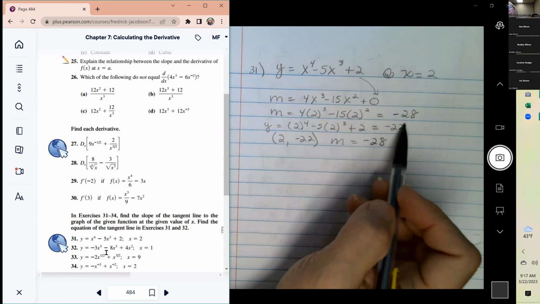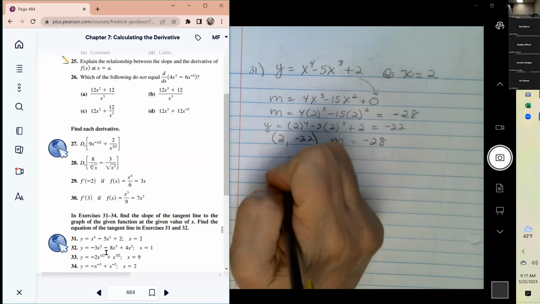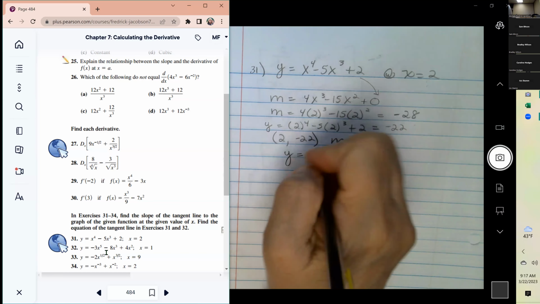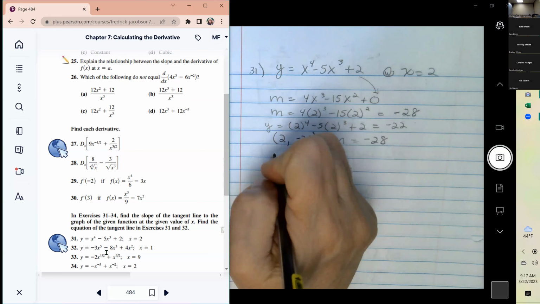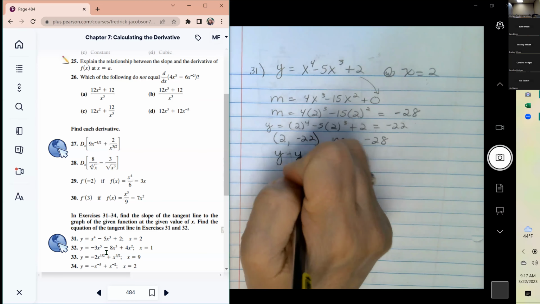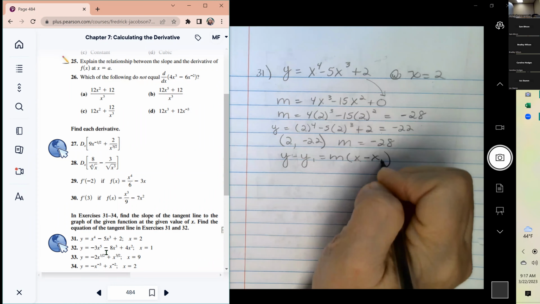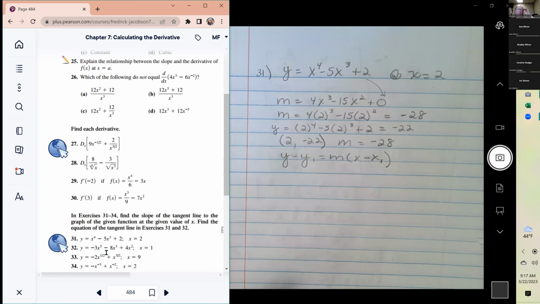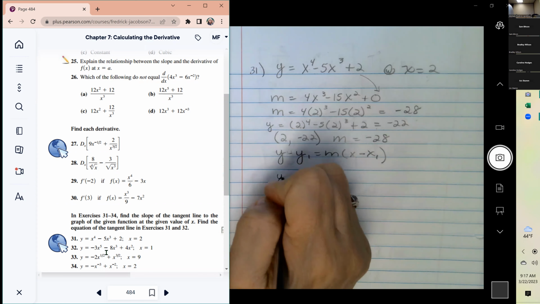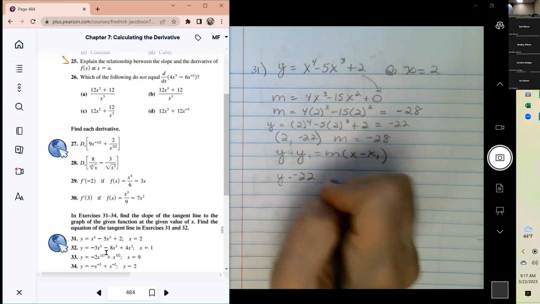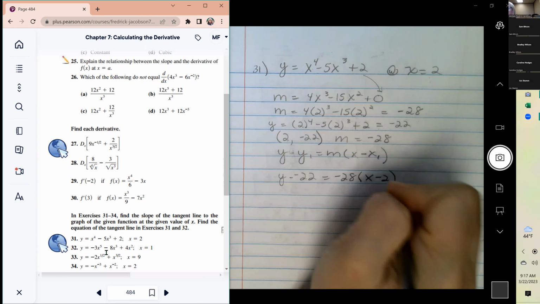So this was the slope of our tangent line. To find the equation, we needed a point and a slope. And remember your formula, y equals, well, not mx plus b. We'll get it in that form, but we'll need the point slope. Y minus y1 equals m times x minus x1. Negative 22. Y minus a negative 22 equals our slope times the quantity x minus 2.